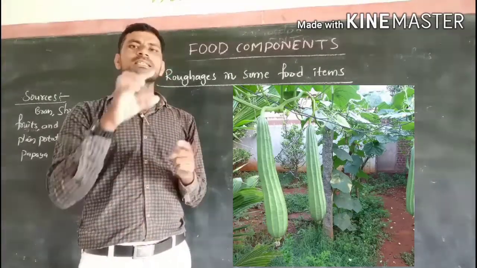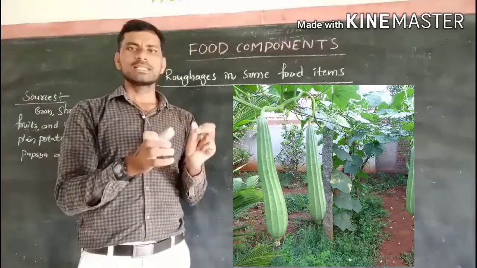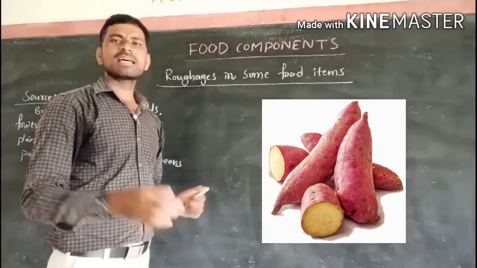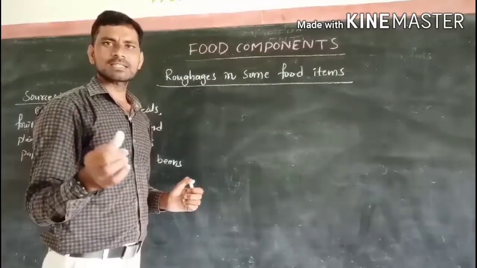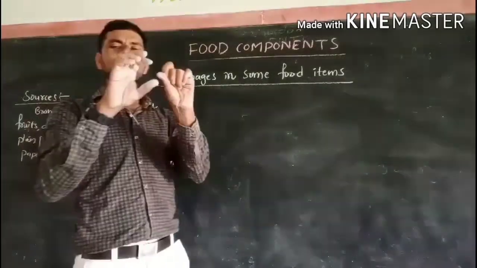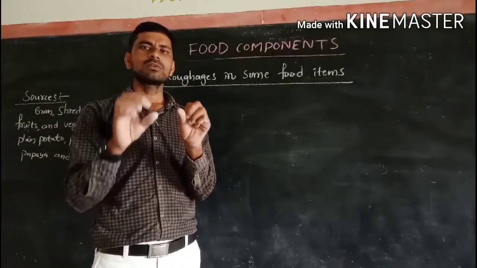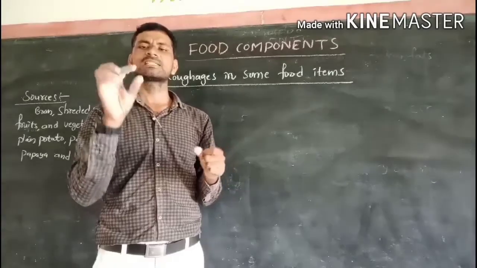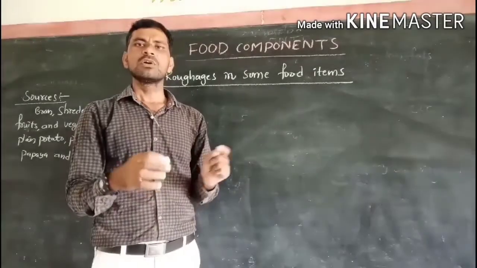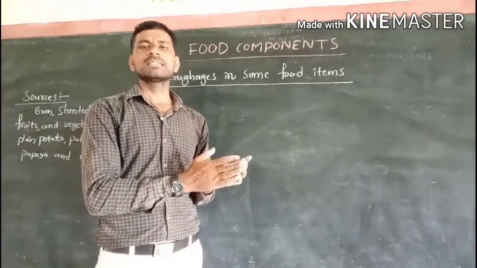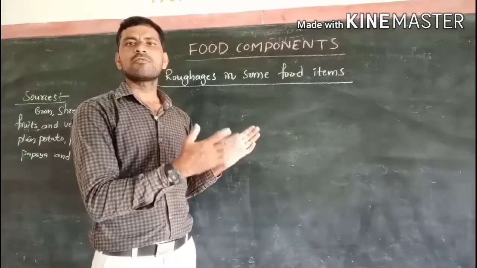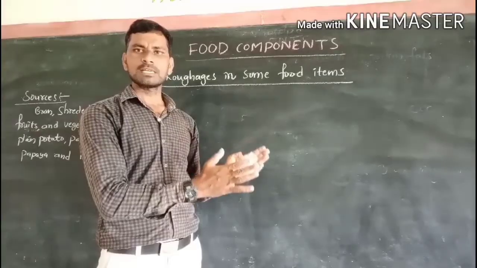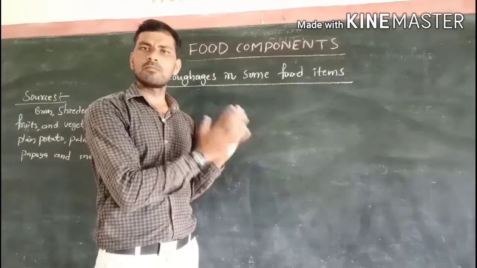You can scratch or break them. Strand-like structures, meaning thread-like structures, appear when you break up lady's finger or sweet potato. We have past experience: when we eat sweet potato, thread-like structures appear. What do we call these thread-like structures? These are called fibers or roughages. Fibers or roughages are also one type of component.